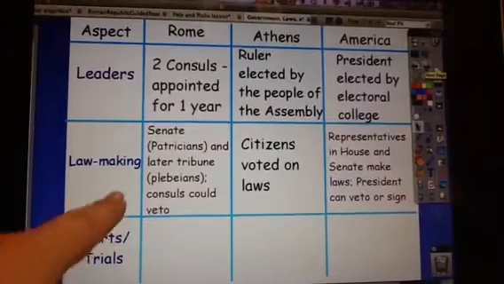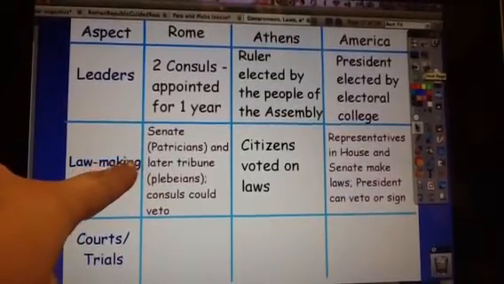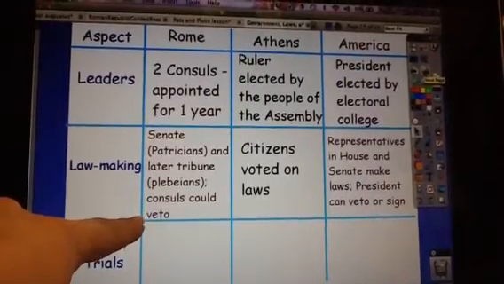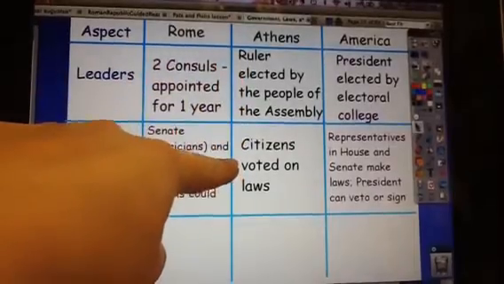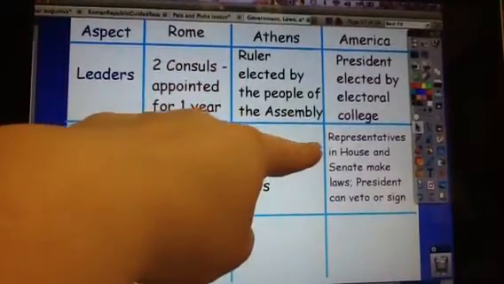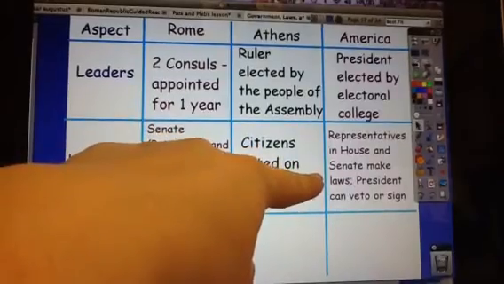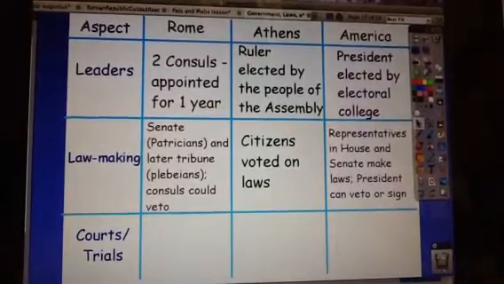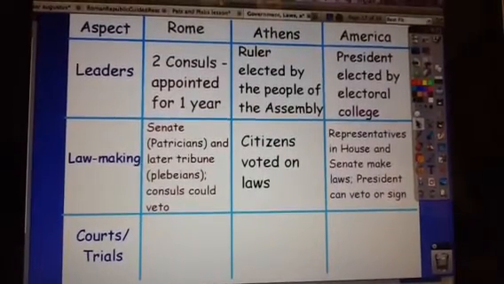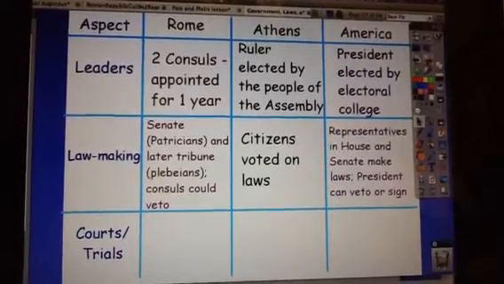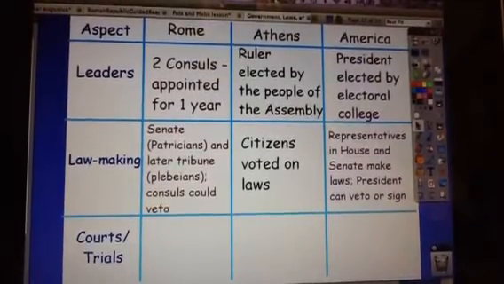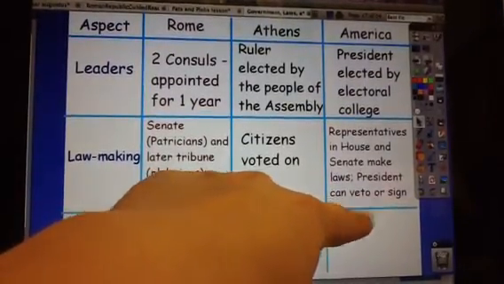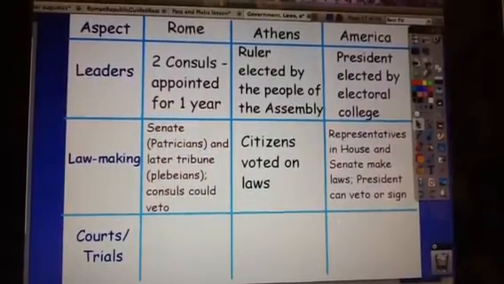For lawmaking, under Rome, you have the Senate, which are the patricians, and later the tribune, the plebeians. And the consuls could veto. In Athens, citizens voted on laws. And in America, representatives in the House and Senate make laws. The president can veto or sign the law. So the House and the Senate are people that we vote on. And we hope that those people would represent us the way we would want to vote. Then the president can reject the law by vetoing it, or he can sign it in as an actual law.